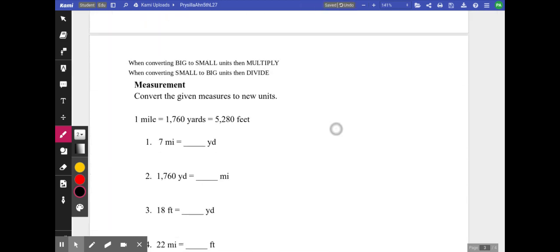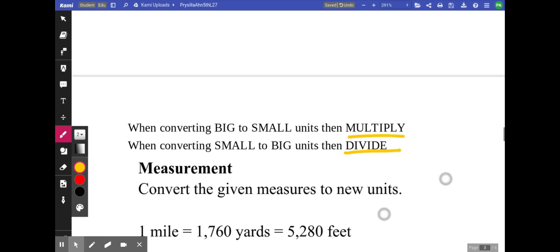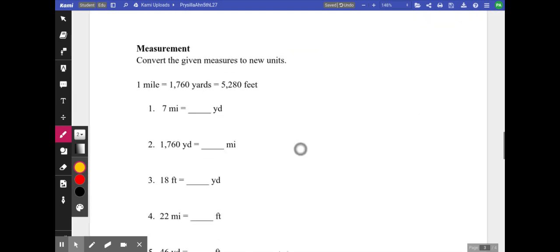Next, we're going to be converting measurements, units. So one thing we want to make a note of is that when converting big to small units, then we multiply. When converting small to big units, we divide. And when converting small to big, there are many cases where you have to divide multiple times. And so we will look at one of these cases. So let's look at number 3.